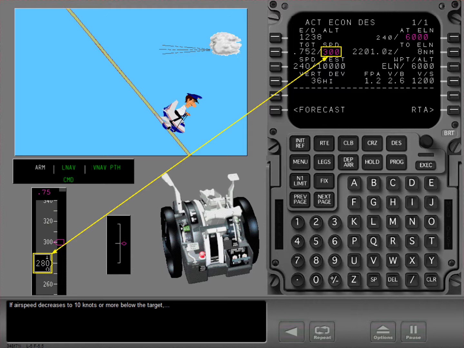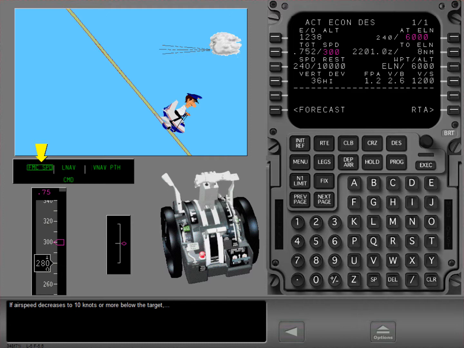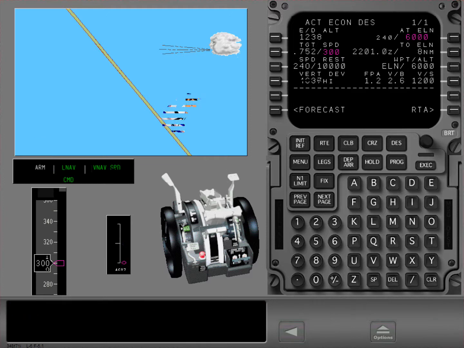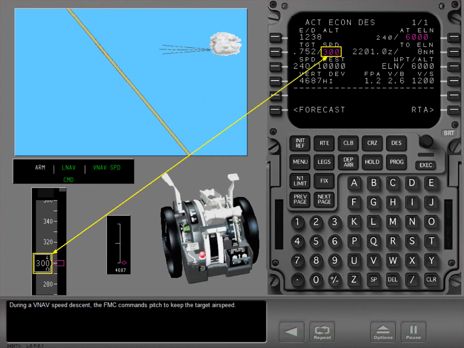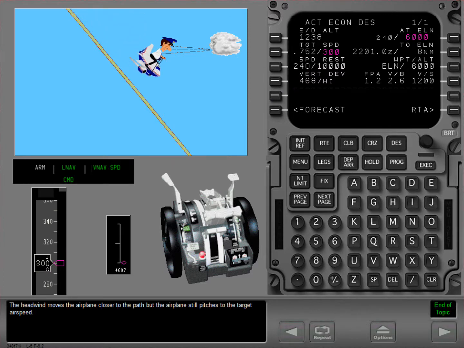If airspeed decreases to 10 knots or more below the target, the FMC commands more thrust to increase airspeed to the target. During a VNAV speed descent, the FMC commands pitch to keep the target airspeed. The headwind moves the airplane closer to the path, but the airplane still pitches to the target airspeed.